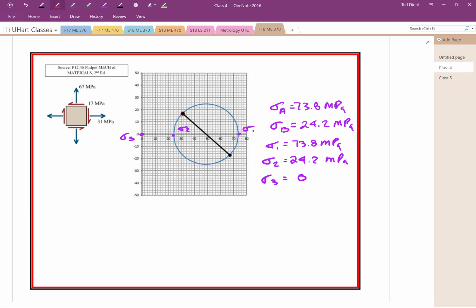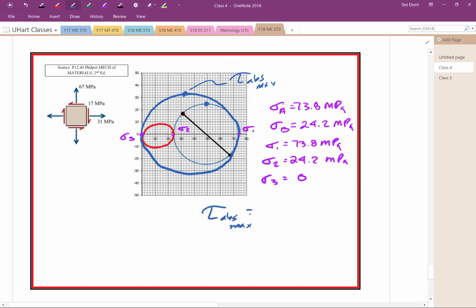Draw those on there. Here's the other Mohr circles. And once again, we have a condition where we would have had too small of an absolute max if we hadn't recognized the 3 Mohr circles. So the abs max is sigma 1 minus sigma 3 over 2, and so that ends up being 36.9 megapascals. All right.